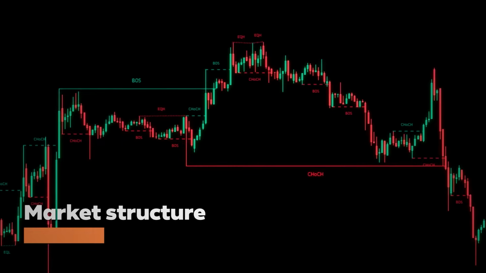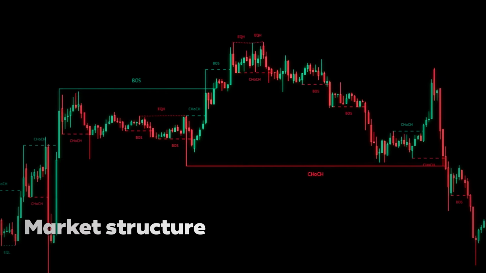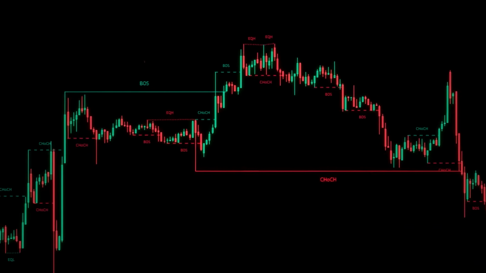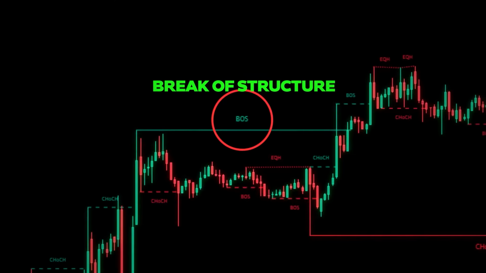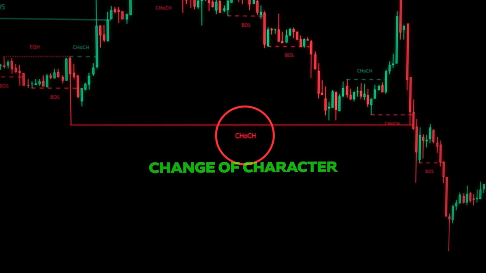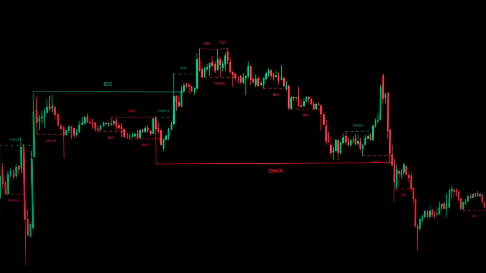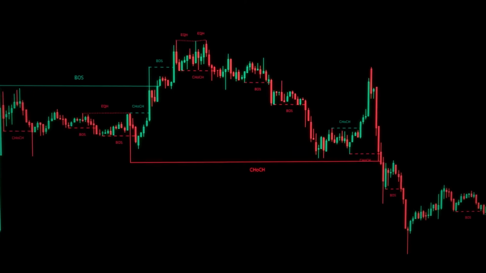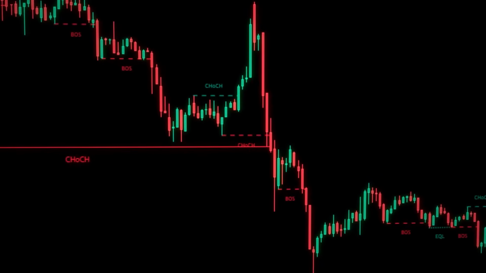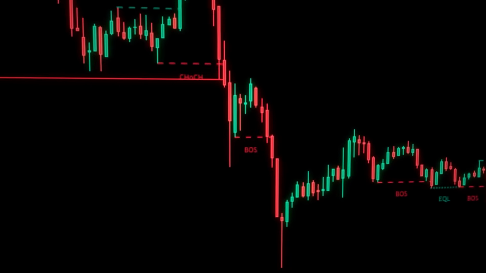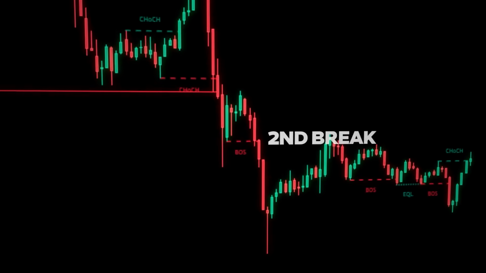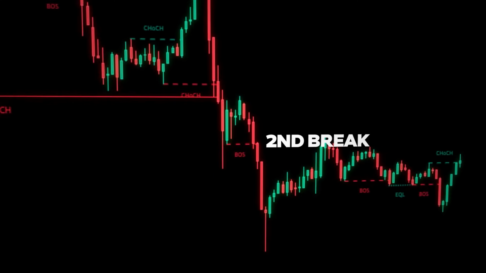This will be displayed by BOS and CHOCH. BOS stands for break of structure and CHOCH stands for change of character. Both are going to be important. The difference between them is the amount of structure or the severity of the break. So the change of character will be displayed when the most recent swing high or low is broken with a candle close above or below the swing point. When break of structure is displayed, it means that a second swing high or low was broken.